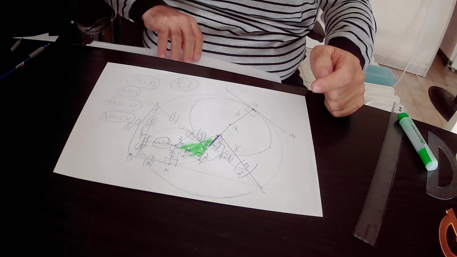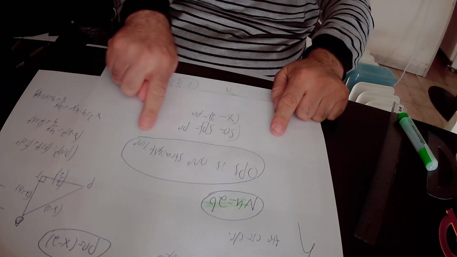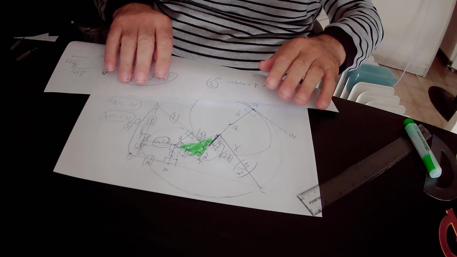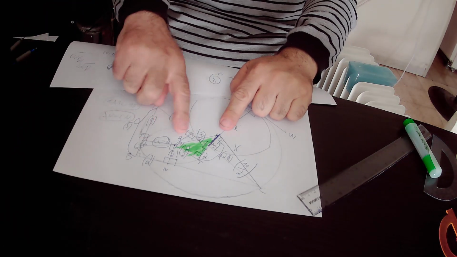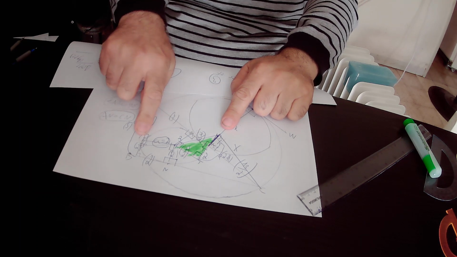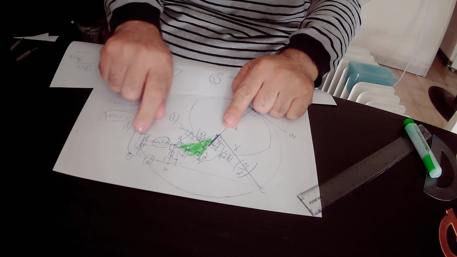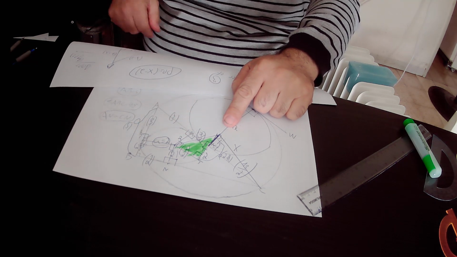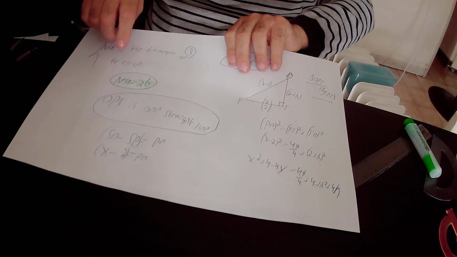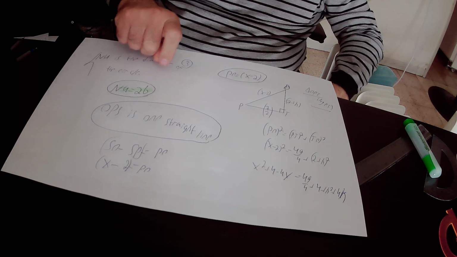So I can write down here that OPS is one straight line. But if OPS is one straight line, it means that OS minus PS equals PO. Again, OS minus PS equals PO.